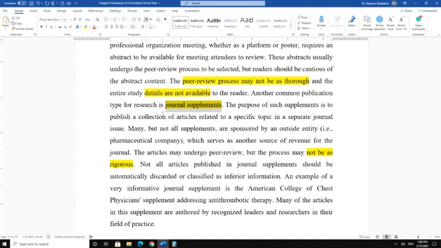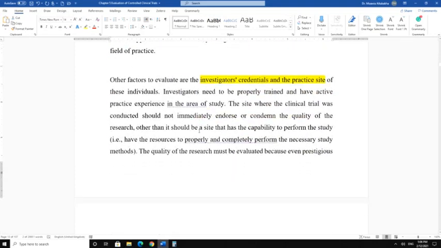Now, although some supplements will provide good quality studies, because some supplements are supported by pharmaceutical companies, they may have low quality publication, especially since the review process is not really as rigorous as in normal journals. So you should be aware of that.